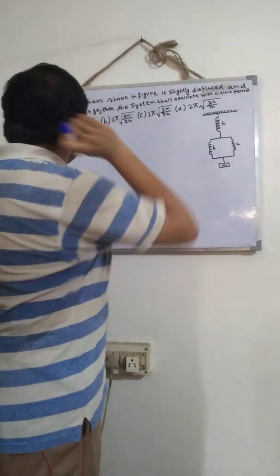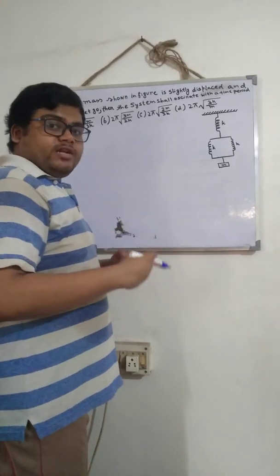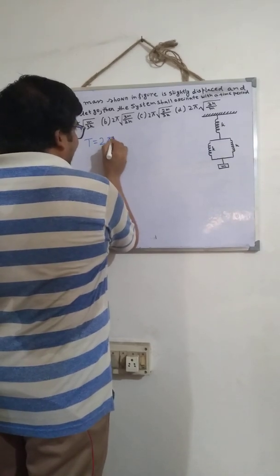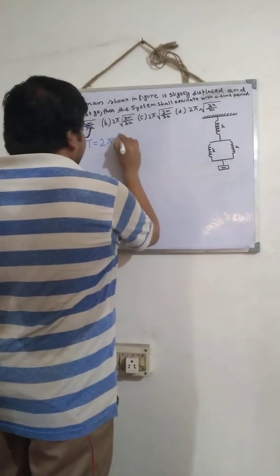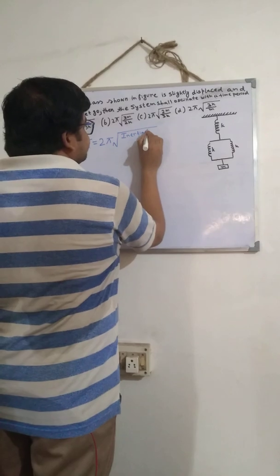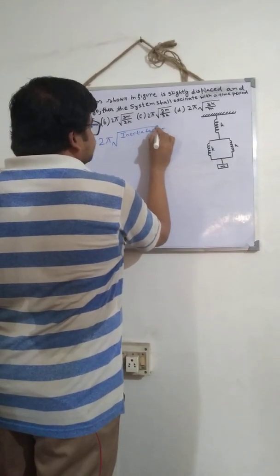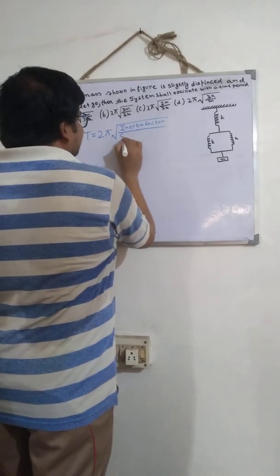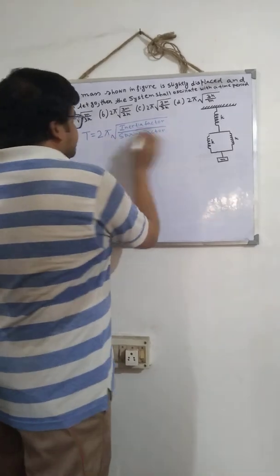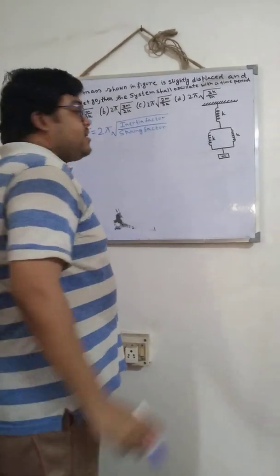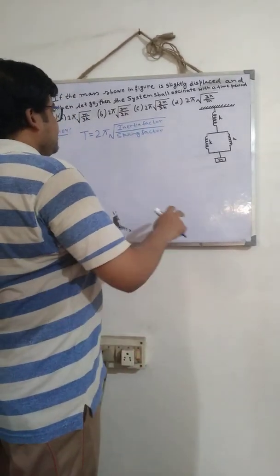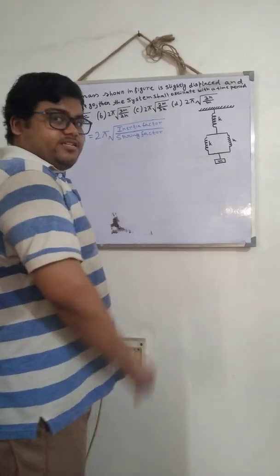Solution. The formula to calculate the time period is given as T = 2π√(inertia factor / spring factor). So this is the time period, that is T = 2π√(inertia factor / spring factor). Now look here. First of all we will calculate the spring factor.